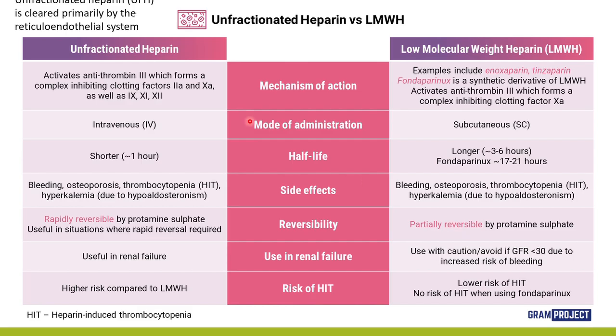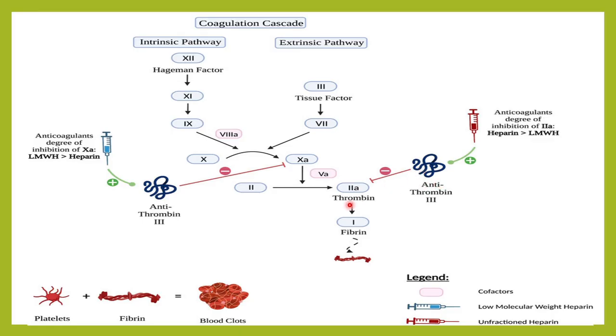Now, what is the difference between these two? Unfractionated heparin is going to activate antithrombin 3. It is also going to inactivate thrombin. It also inactivates factor 10. Whereas low molecular weight heparin is a short chain. It will activate antithrombin 3, but it is not that potent to inactivate thrombin. It is only going to activate antithrombin 3 and inhibit factor 10A.